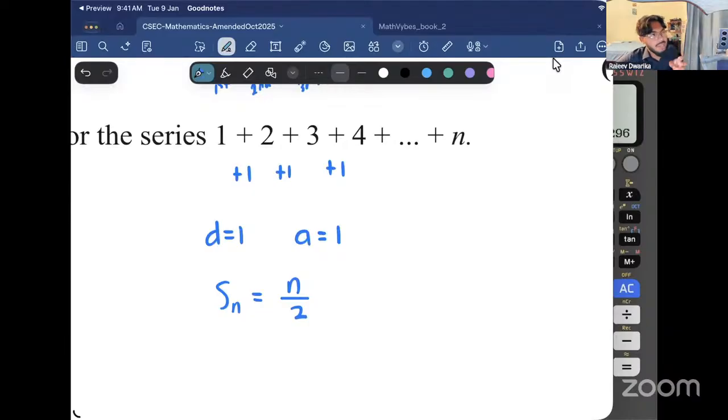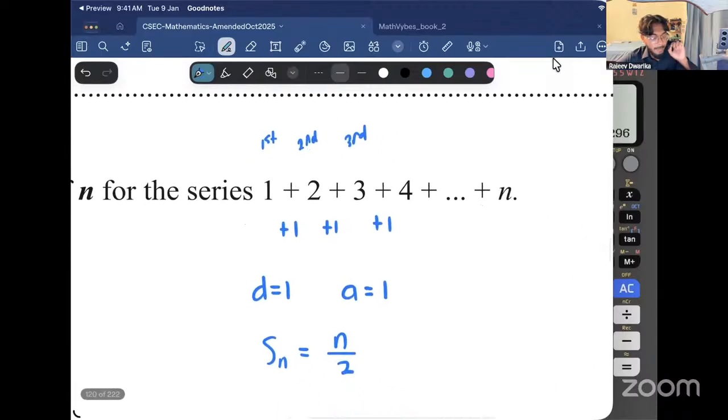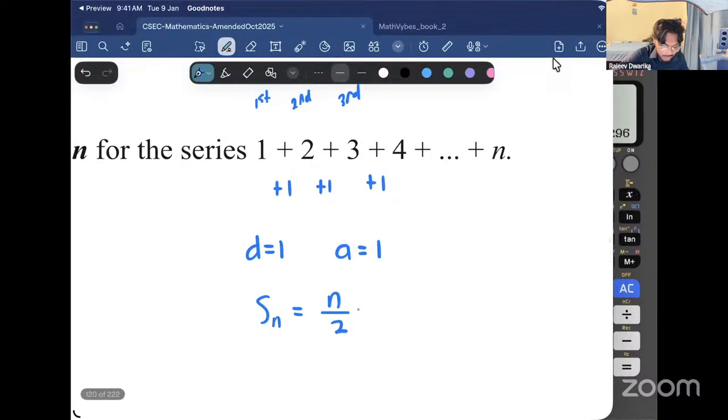If I use a of n, then I'll be fine for a specific term in the series. But if we have a series, a series means that we are adding terms that have a relationship. As you can see, 1 plus 2 plus 3 plus 4. So you'll use the S of n formula for a series to find the sum. Sorry, you had to use S of n. That'll be n over 2 by 2a plus n minus 1 by d.